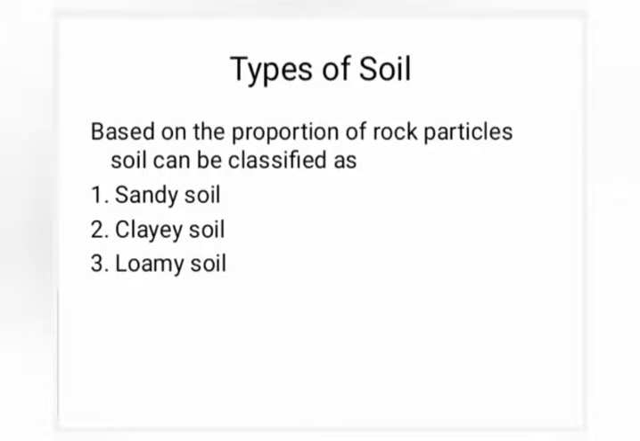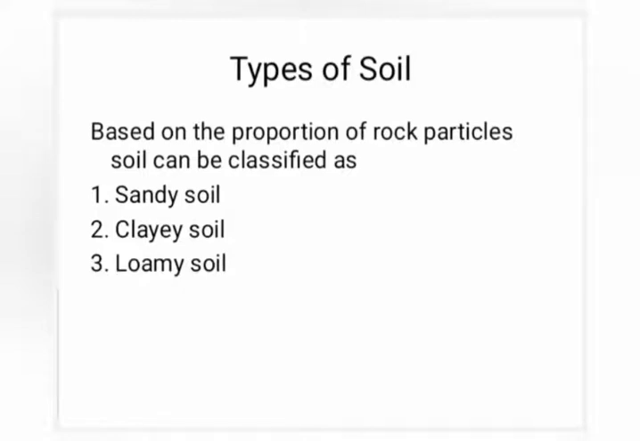Loamy soil. Loamy soil is a mixture of sand, clay and silt. What is silt? Silt occurs as a deposit in river beds. Underline in your textbook, page number 99, second column: what is loamy soil? What is silt?